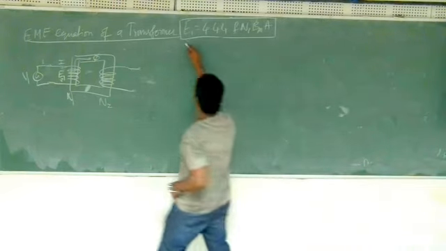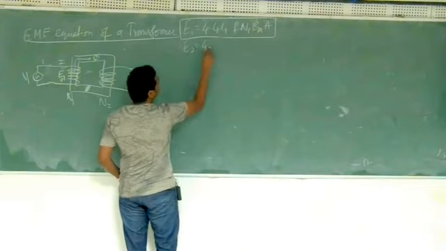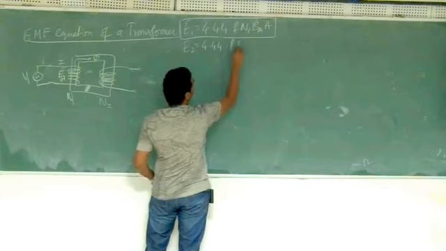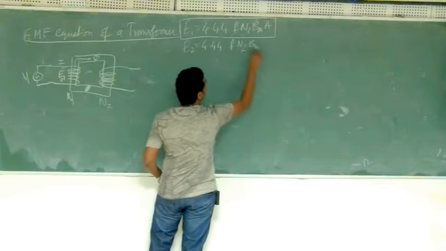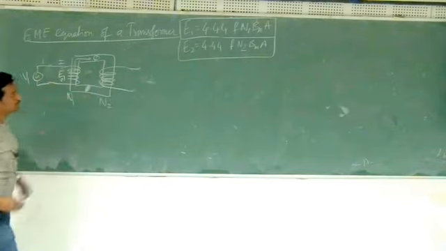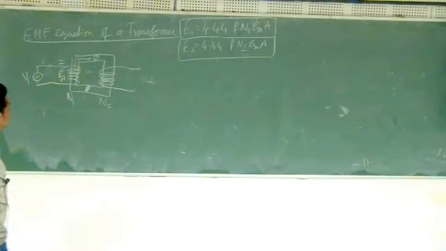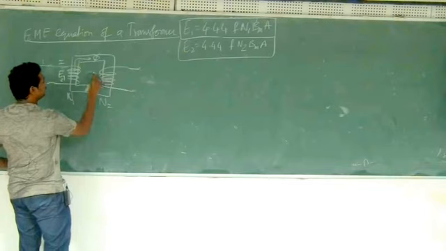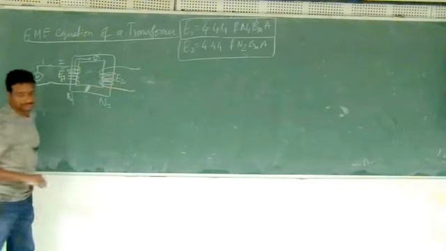See, I can write E2 equal to 4.44 f N2 Bmax A. This is just by observation I can write it, because the same E2 is the EMF induced here.